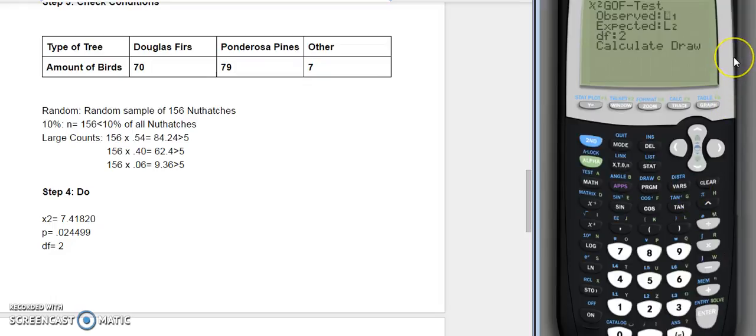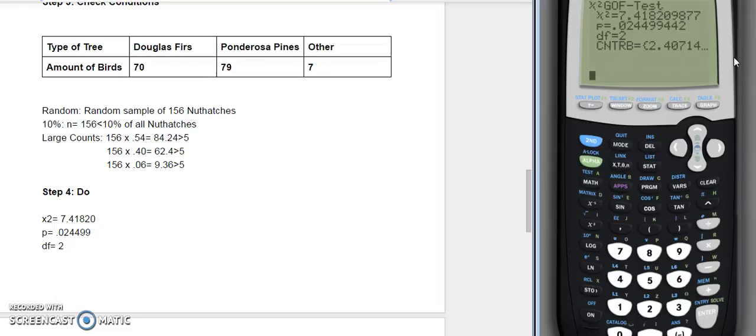Our observed counts are in List 1. Our expected counts are in List 2. The degrees of freedom is 2. We find the degrees of freedom by taking the number of categories and subtracting 1. For this problem, we have 3 categories: Douglas firs, ponderosa pines, and all other types of trees. From there, click Calculate.